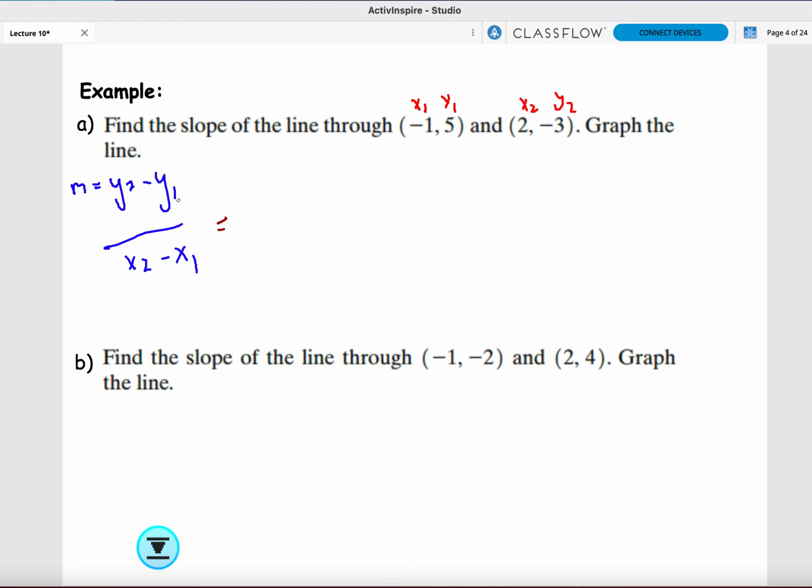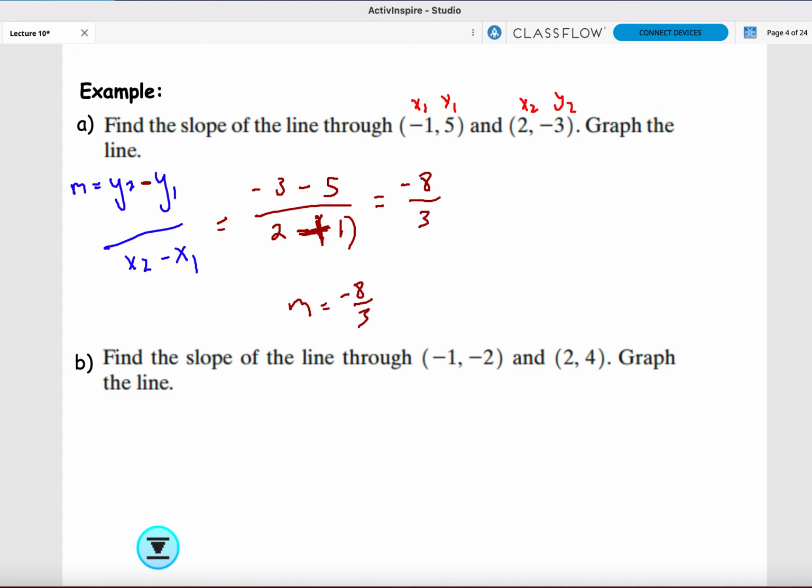So y2 is -3, so it'll be -3 minus y1. Y1 was a positive 5. So just plug in 5 because this minus is in the equation here. So let's keep going. x2 is positive 2, and then minus x1, so the minus needs to be there. x1 is -1. So now we simplify this. -3 minus 5: you owe me $3, but you spent 5, so you still owe me $8. Two negatives make a positive, so 2 plus 1 is just 3. So m is equal to -8 over 3.